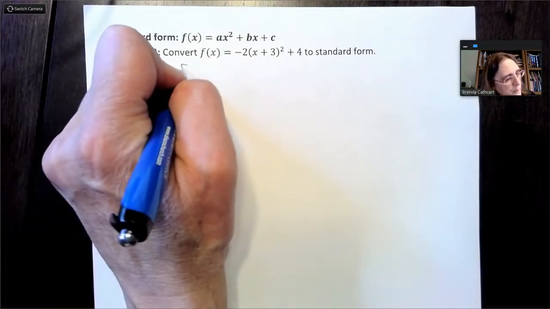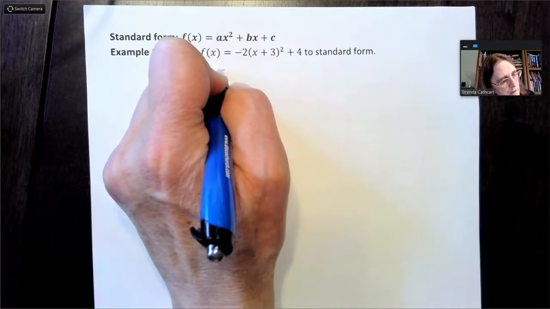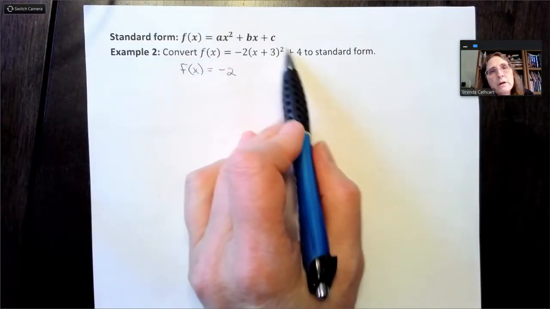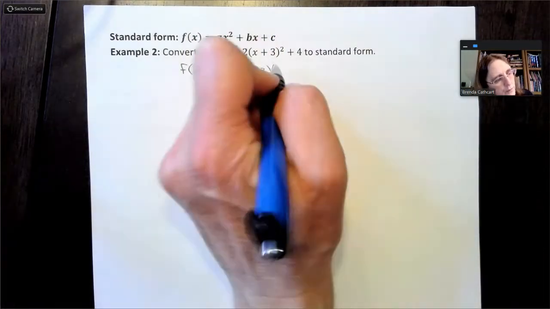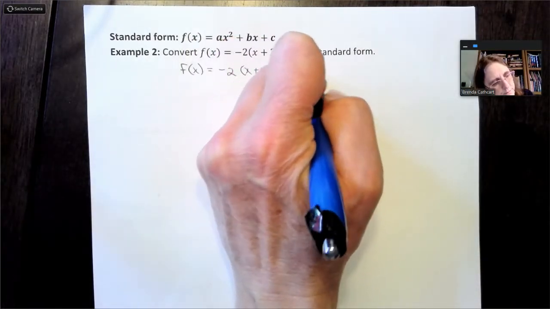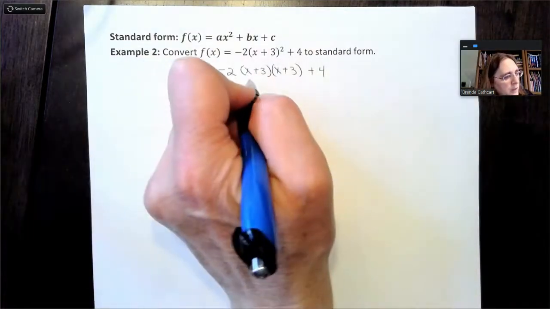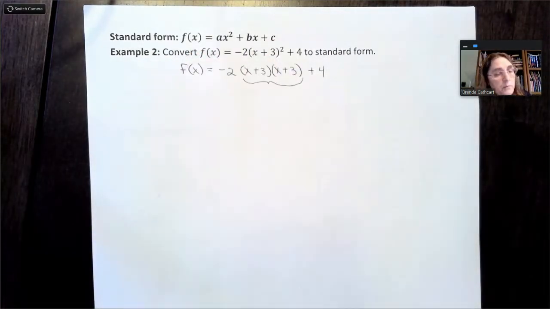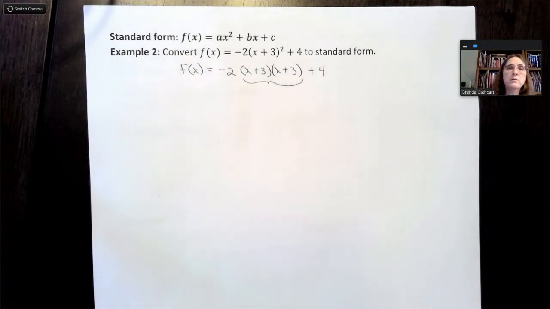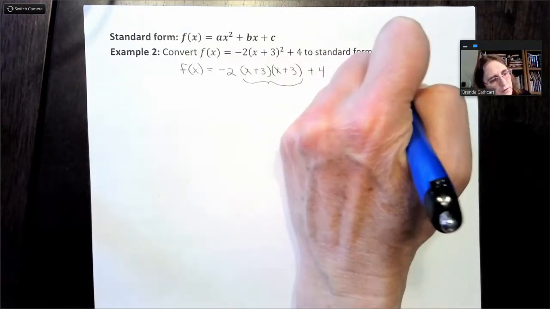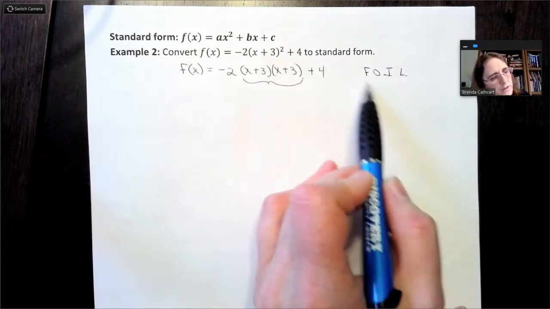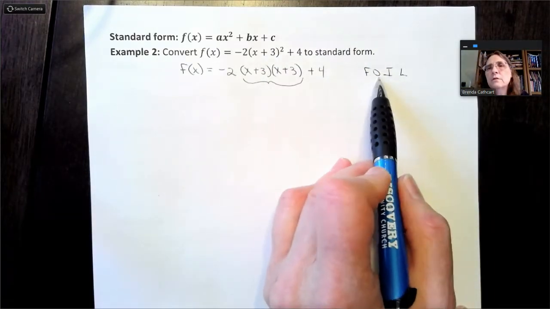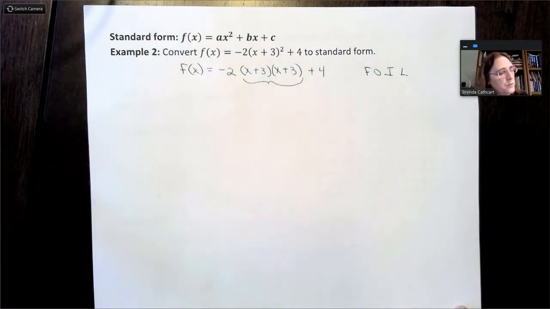So let's do that. We have f of x equals -2. When I square a quantity, it means to multiply it by itself. So that means x plus 3 is getting multiplied by itself. So let's go ahead then, and let's take these two binomials and multiply them together using the acronym that you've learned in the past, FOIL: first, outer, inner, last. There's a little bit of a shortcut when we're squaring binomials, but for our purposes, it's always easy to go through the steps and do FOIL.